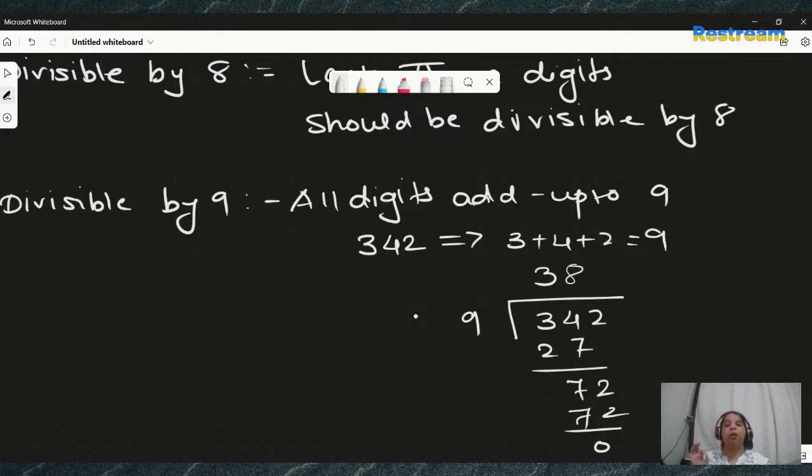So you have to always remember all digits add up to 9. If they add up to 18, let's say we have a number which is 891. This is going to add up to 18. Then you again add up 1 plus 8, which will give you 9. So in the end, a single 9, you should always get a single 9. If you're getting that, it is divisible by 9.